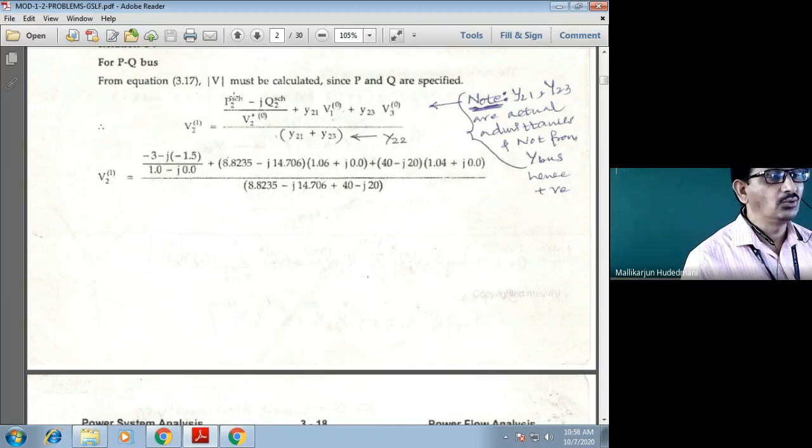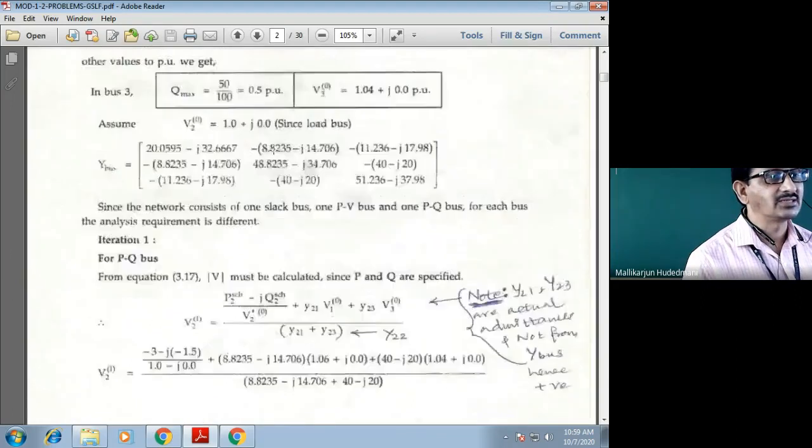I expect here no generation at bus number 2. Only demand is there. 0 minus 300 megawatt divided by 100, 3 PU. 0 minus 3 is minus 3. For Q2, QG is 0. 0 minus 1.5, that is minus 1.5. Minus and this minus become plus. It becomes minus 3 plus J 1.5, as I was speaking in the first presentation.